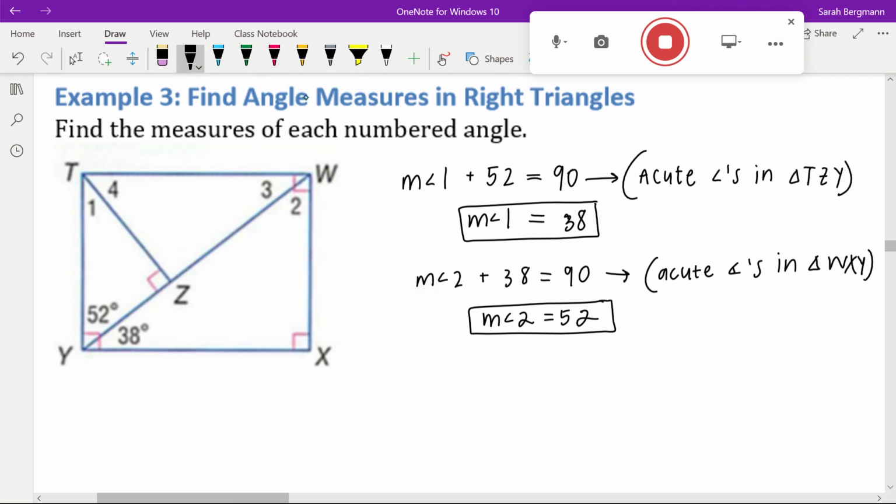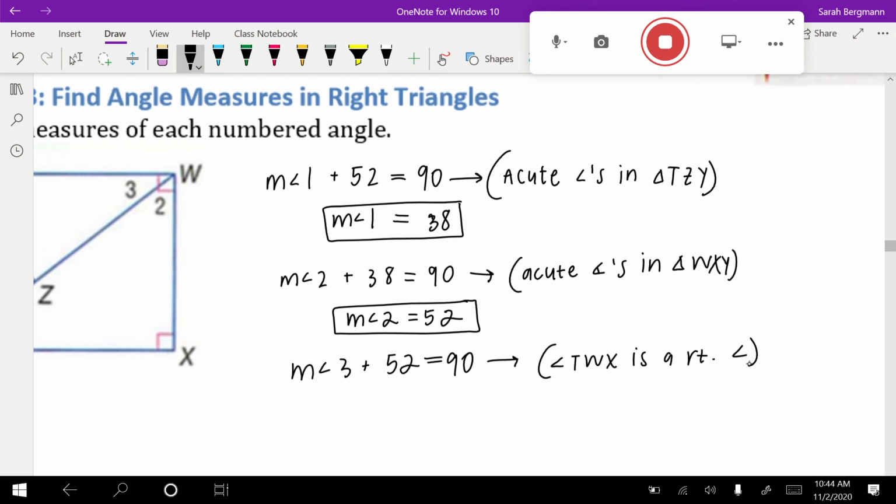Next, I see that angle 2 and angle 3 together make a right angle. They're complementary. So I know the measure of angle 3 plus 52, since I know that's the measure of angle 2, must be equal to 90. Therefore, the measure of angle 3 must be 38.